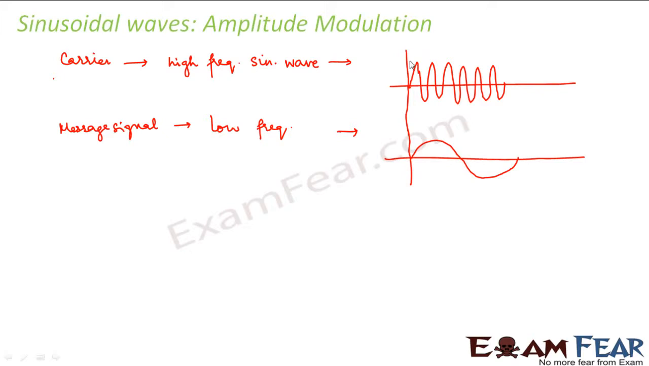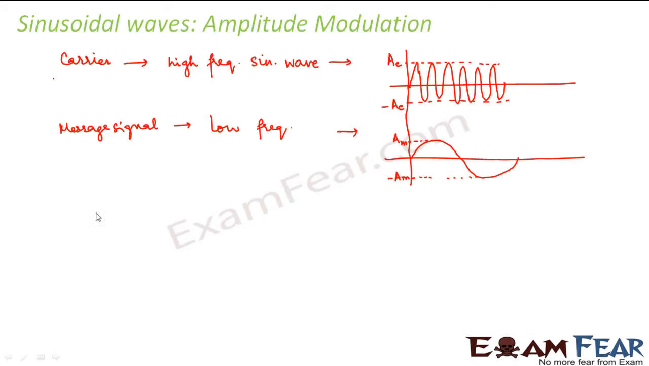So what is the amplitude of this wave? This denotes the amplitude of this wave. Let us denote the amplitude of carrier wave as AC. So this will be minus AC. Similarly, what would be the amplitude of this message signal? This. So let me denote it as AM. And this will be minus AM. Right? So now we have a carrier wave and we have a message signal.